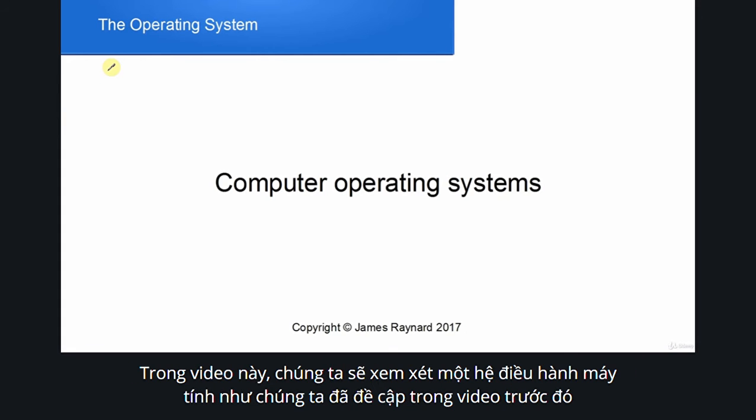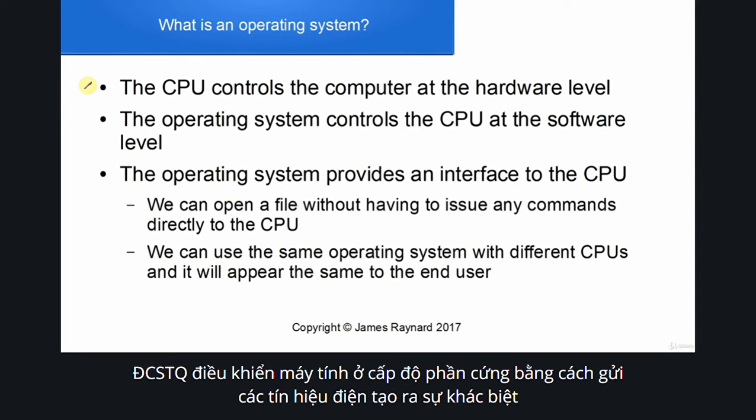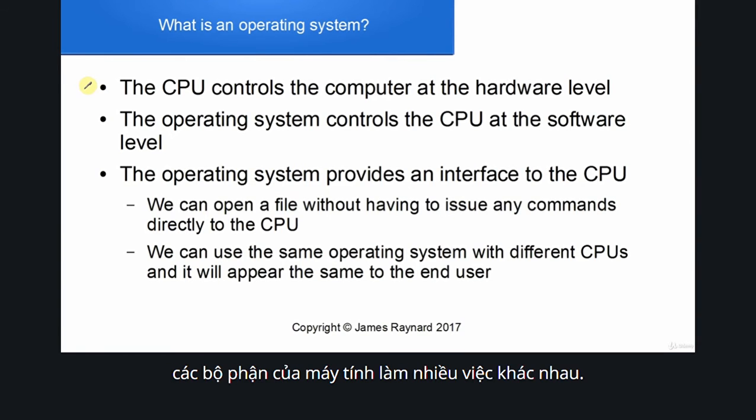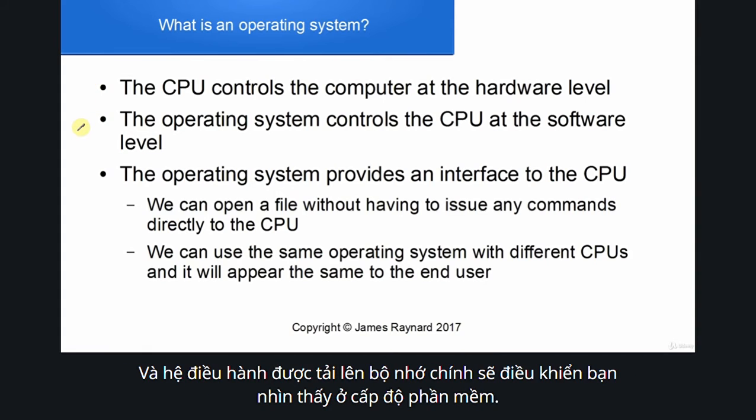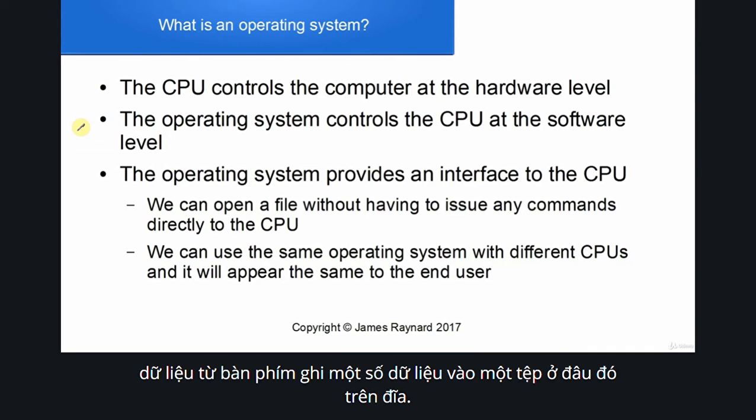Hello, and in this video we're going to look at computer operating systems. We mentioned in the previous video that the CPU controls the computer at the hardware level by sending electrical signals which make different parts of the computer do various things. And the operating system, which is loaded up into main memory, controls the CPU at the software level. So the operating system sends a stream of commands to the CPU telling it to, for example, read some data from the keyboard or write some data to a file somewhere on the disk.